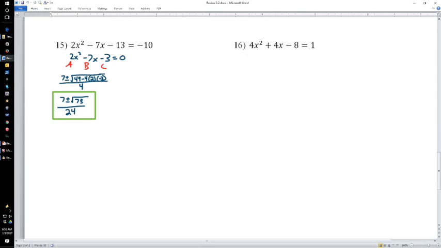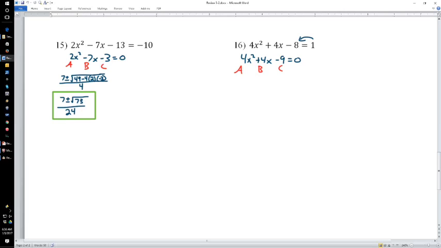All right, last but not least, if you want to pause and try 16 on your own, go for it. But otherwise, here we go. Start off. Move the 1 to the other side. So we've got 4x squared plus 4x minus 9 equals 0. Negative b plus or minus. So negative, let's label these real quick. A, B, and C.